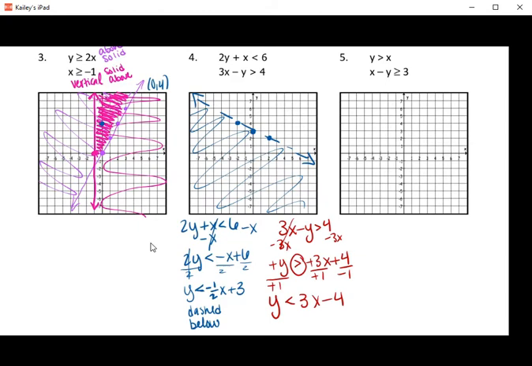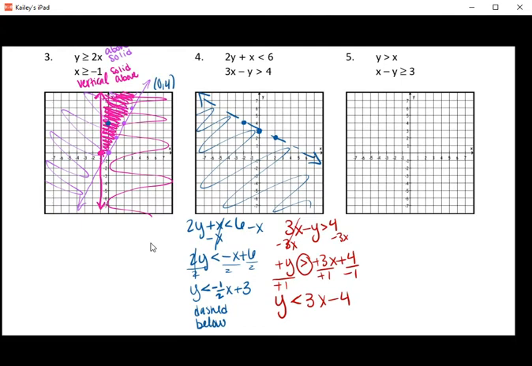Now I should think about what the symbol is telling me for my graph. If I had tried to take a shortcut and use the original symbol to decide my line and where to shade, I would have shaded the wrong direction. So you always want to wait till the end, after you're totally done solving for y, to decide that stuff. So this is going to be another dashed line, and this one will also be shaded below.